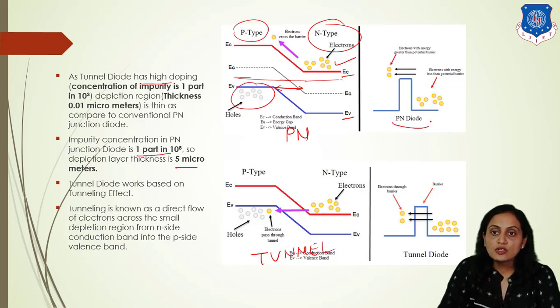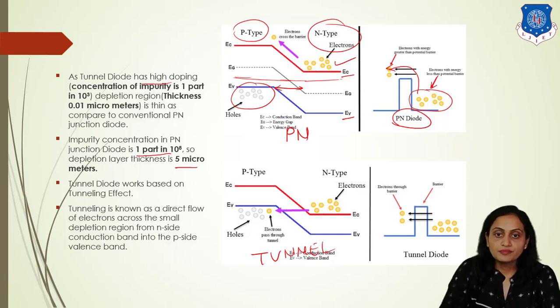So what happens in the normal PN junction diode? The electrons which are present on the N side, in the conduction band, when they want to cross this junction, have to get energy to climb up this potential barrier at the junction, and only then will they be able to go to the P side. That means these electrons must have an energy level larger than the potential barrier, and only then will they reach the P side.